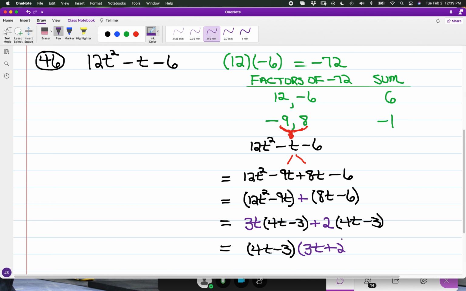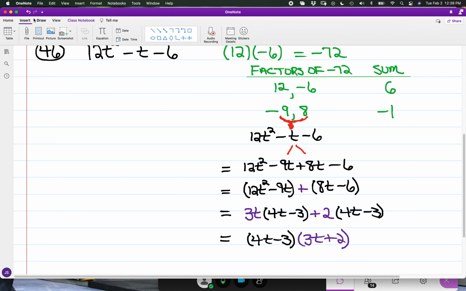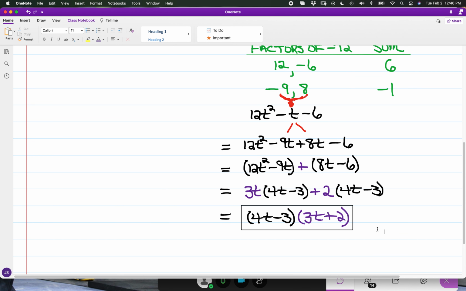So we're going to have the formation of 3t plus 2. And you can always go back and check. 4t times 3t is 12t squared. Outside product is going to be a positive 8t. Inside product is going to be negative 9t. So 8t minus 9t is a negative t. And negative 3 times 2 is a negative 6. So with the factors, on the side of subtraction we have 4t minus 3, and on the side of addition we have the quantity of 3t plus 2.